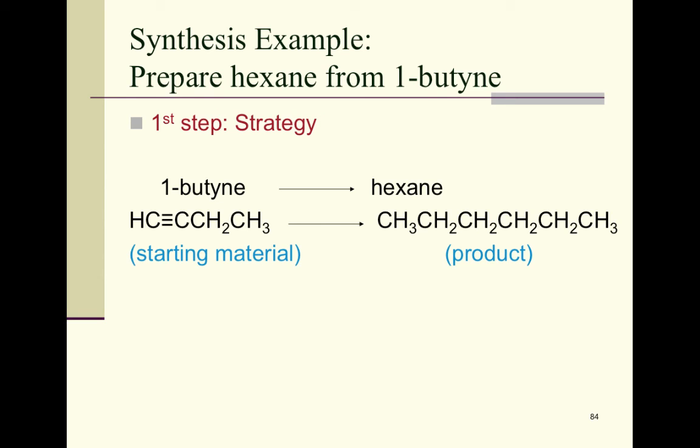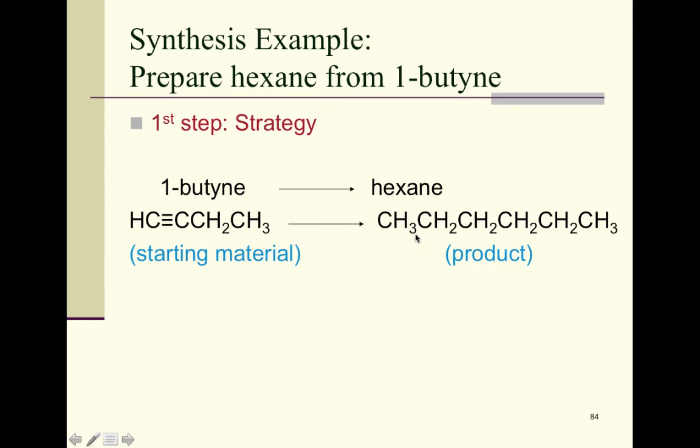The first step is the strategy. What are we looking at? We have 1-butyne, and I want to make hexane with it. So I went ahead and drew out the condensed structural formula of our starting material and our product. So what's the before and after picture? Well, what do you notice? What's the difference between a 1-butyne and a hexane?